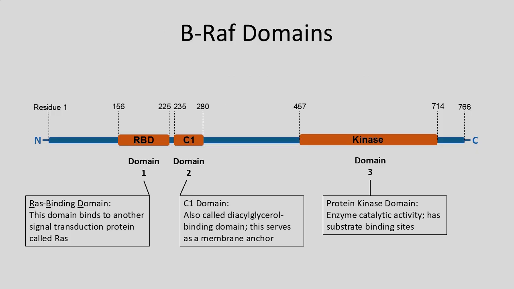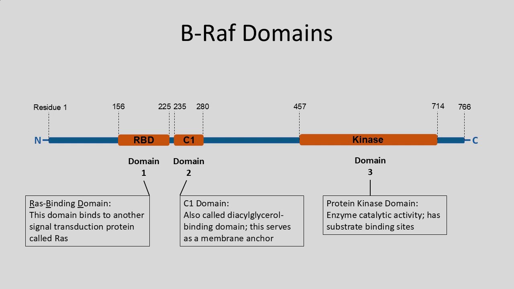Let's take a closer look at the 3 domains on our B-Raf model. Domain 3 is the kinase domain. This is the conserved catalytic part of the protein kinase enzyme. This is where the substrates bind and where the enzyme active site is. We will look more carefully at the kinase domain in the last part of the video.